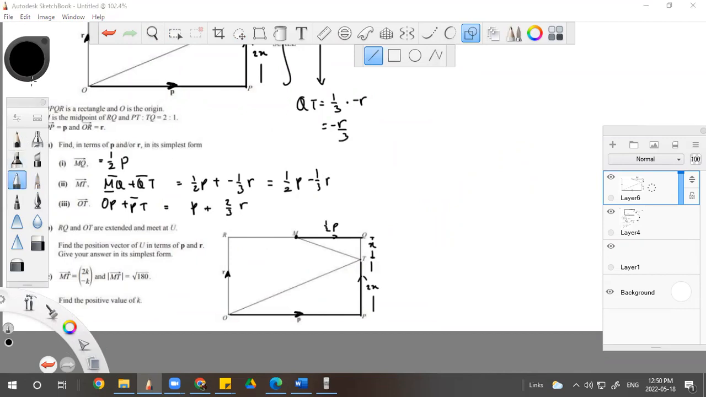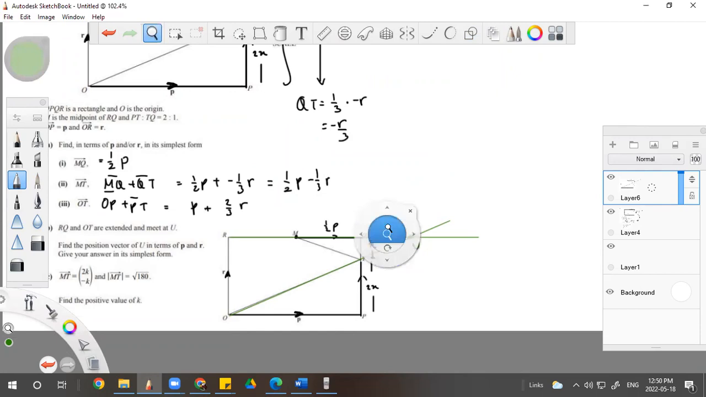Saya kasih yang lebih tipis saja. Hijau aja deh ya. RQ. Sama OT. Nah, ini dia. Oke, find the position of the vector U. Nah, ini U ya. Oke. In terms of P and R.